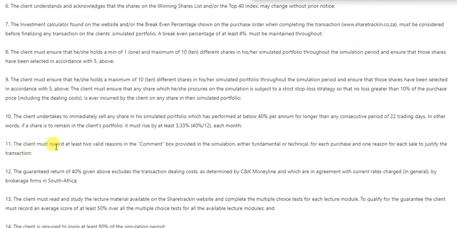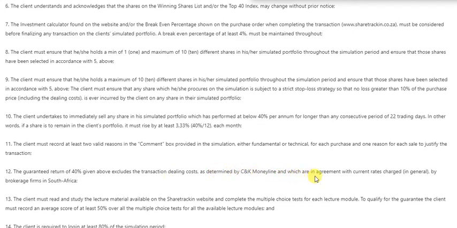11. The client must record at least 2 valid reasons in the comment box provided in the simulation, either fundamental or technical, for each purchase and 1 reason for each sale to justify the transaction. If you do a purchase on the software, you will have the opportunity to give good reason for buying a share, either technical or fundamental. Meaning any form of technical analysis or fundamental research that you have done you will have to note in the comment block, but you have to give 2 good reasons for the buy and 1 good reason for the sell transaction.